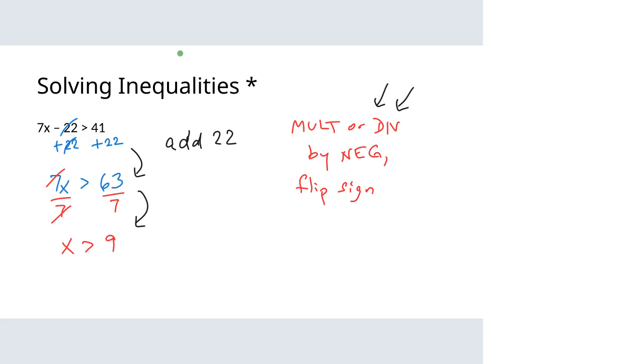And the first thing we did was add 22. What was the next thing? And it was just the second step, and everybody did it. That's how we got that 9. Divide by 7.